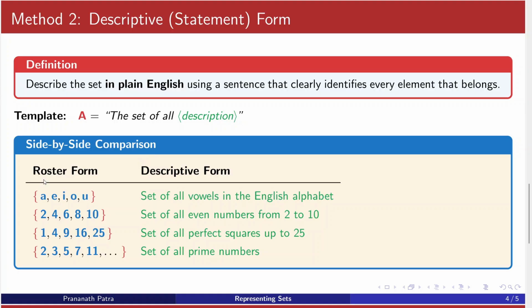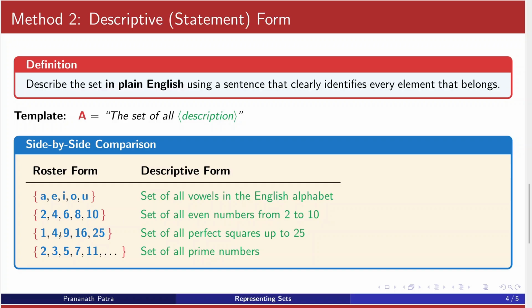On the left, we have the roster form, the set containing A, E, I, O, U. On the right, we have the descriptive form of that exact same set: the set of all vowels in the English alphabet. It's just writing out the meaning in words. Let's look at the next one. The roster form is 2, 4, 6, 8, 10. The descriptive form is the set of all even numbers from 2 to 10.